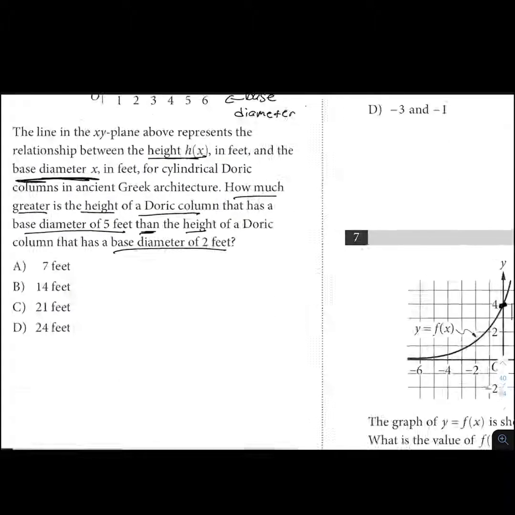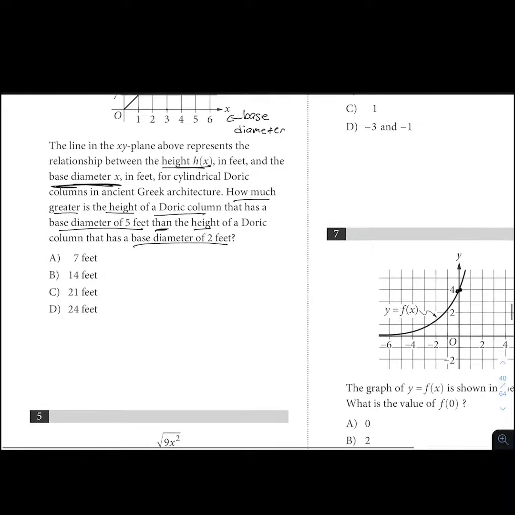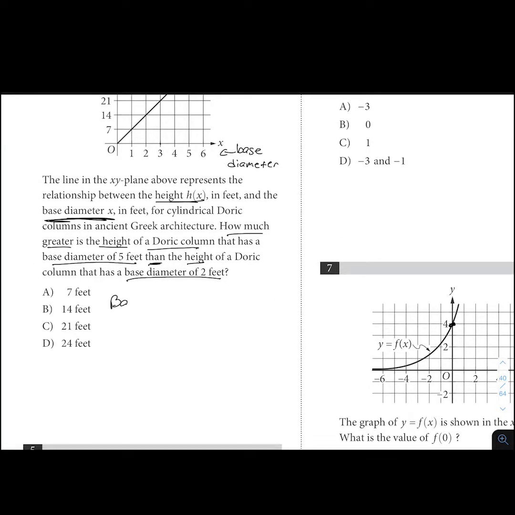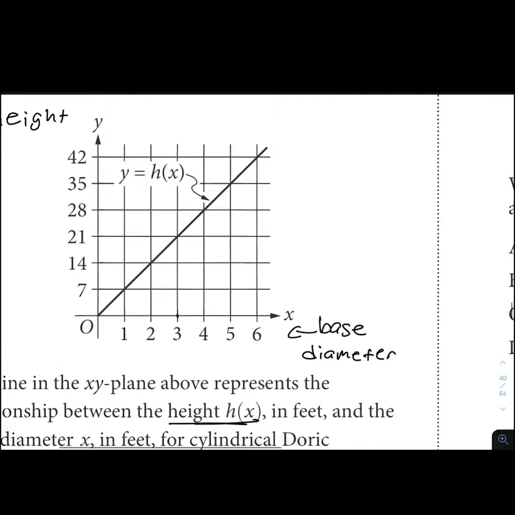So looking at this question now, it says how much greater is the height of a Doric column that has a base diameter of 5? Well, when I have a base of 5 feet, my height is what? Well, let's look at our graph. When I have a base of 5 feet, I have a height of 35.